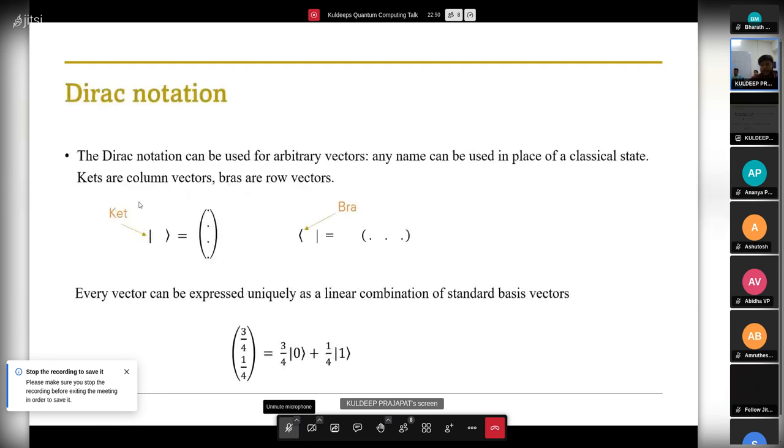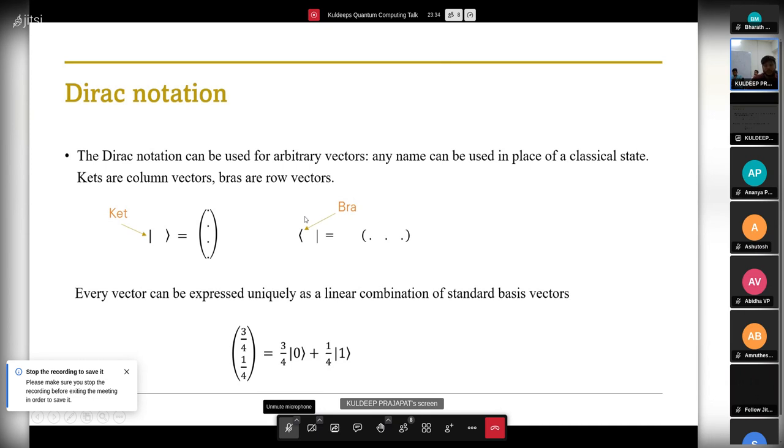Now there is another notation that we use in quantum mechanics, which is quite famous, the Dirac notation. If you have a classical system that is represented by a column vector or a row vector, then we have a Dirac notation corresponding to that. Here you can see this part is called a ket, which represents the column vector, and the row vector in Dirac notation is represented by this bra.